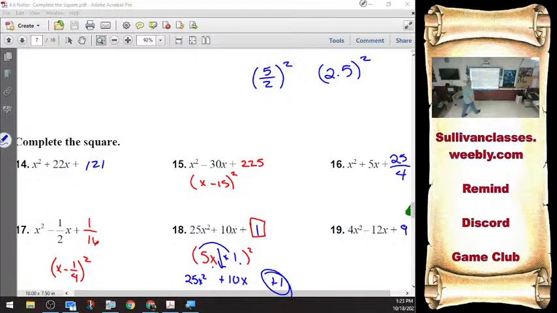Because, does this come out to 2x minus 3, the quantity squared?